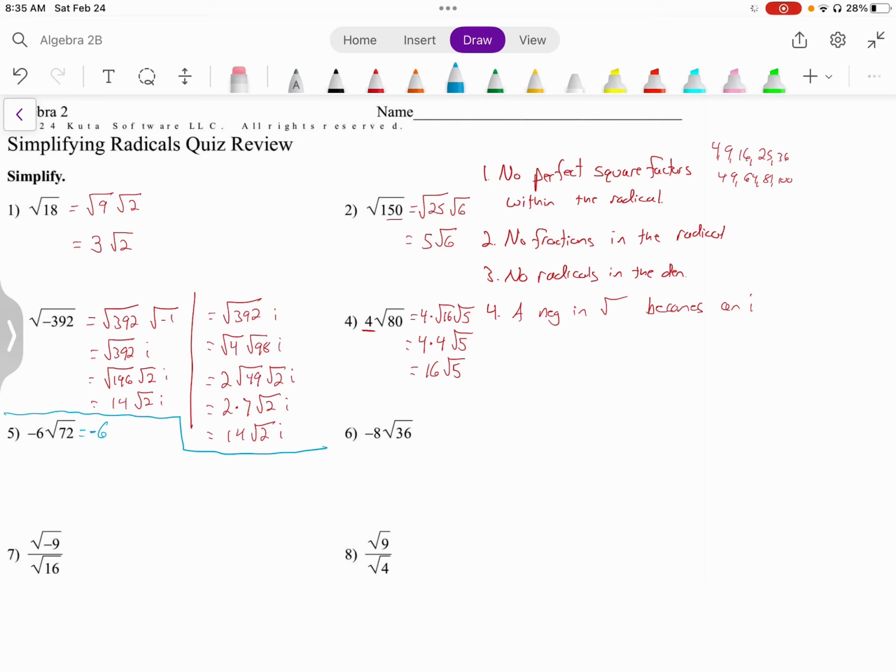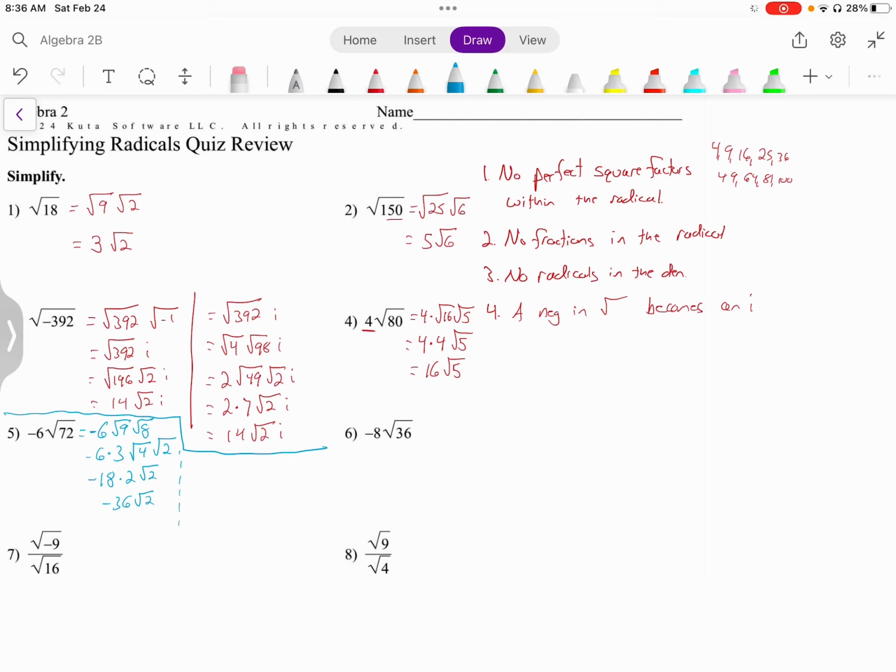A couple avenues we could go here. Some might recognize 9 goes into that. 9's a perfect square, so you could do the square root of 9. 9 times what is 72? That's 8. So we have negative 6 times 3. However, the square root of 8, now we're like, 4 goes into that. So we can write that as the square root of 4, because 4 is a perfect square, times the square root of 2. So right now we have negative 18 times 2 times the square root of 2. So that's negative 36 times the square root of 2.